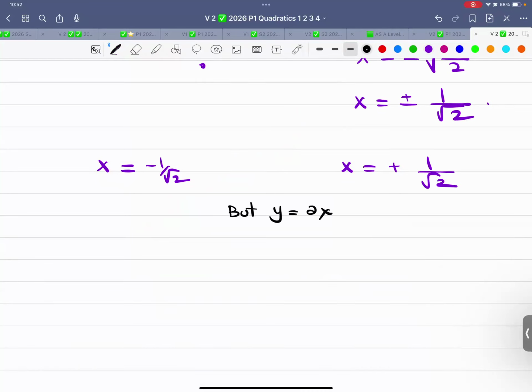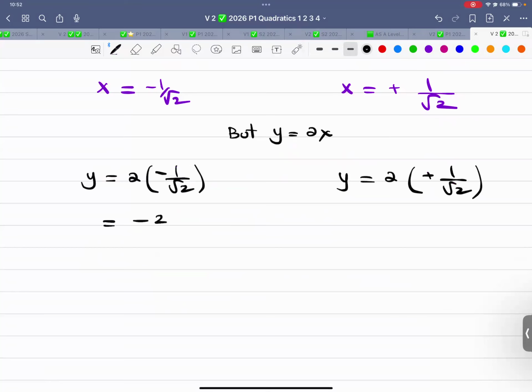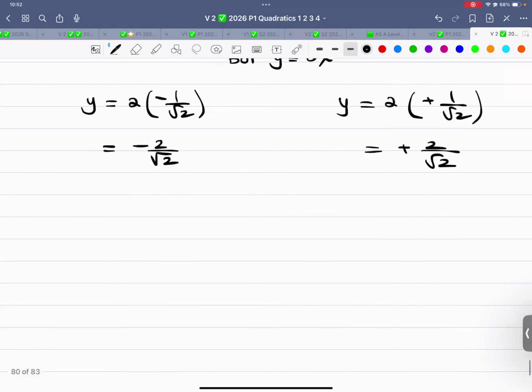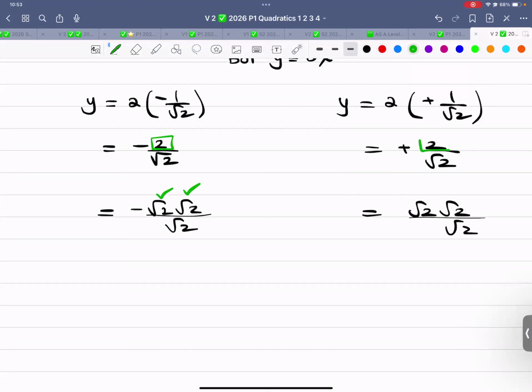y equals 2x. So y equals 2 times negative 1 over root 2, and over here, y equals 2 times positive 1 over root 2. So this is negative 2 over root 2, and this is positive 2 over root 2. I can rationalize. Basically, what I have done is I have broken down 2 into root 2 times root 2. So what am I left with? I'm left with y equals negative root 2.